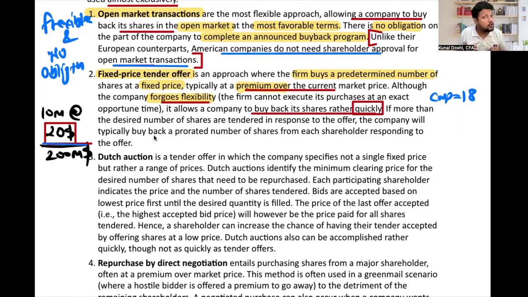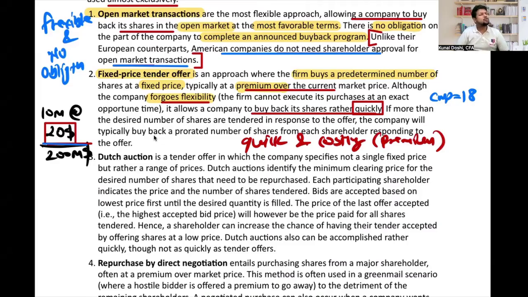So if you want to do the buyback quickly, you go for this option. This is quick and costly if it is at a premium. Understood? So this is more about the need. If the company wants it to be done quickly, then it will go for the fixed price tender offer.